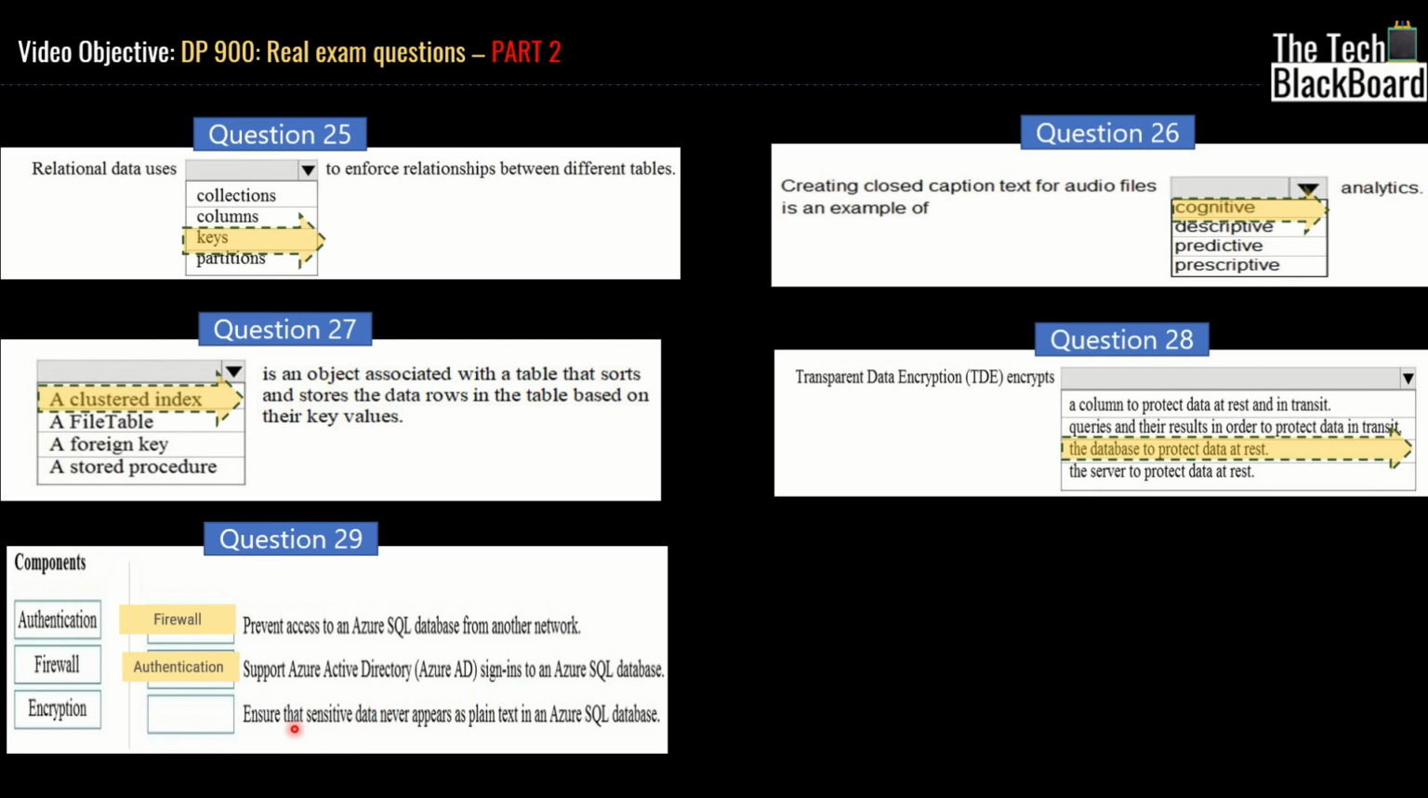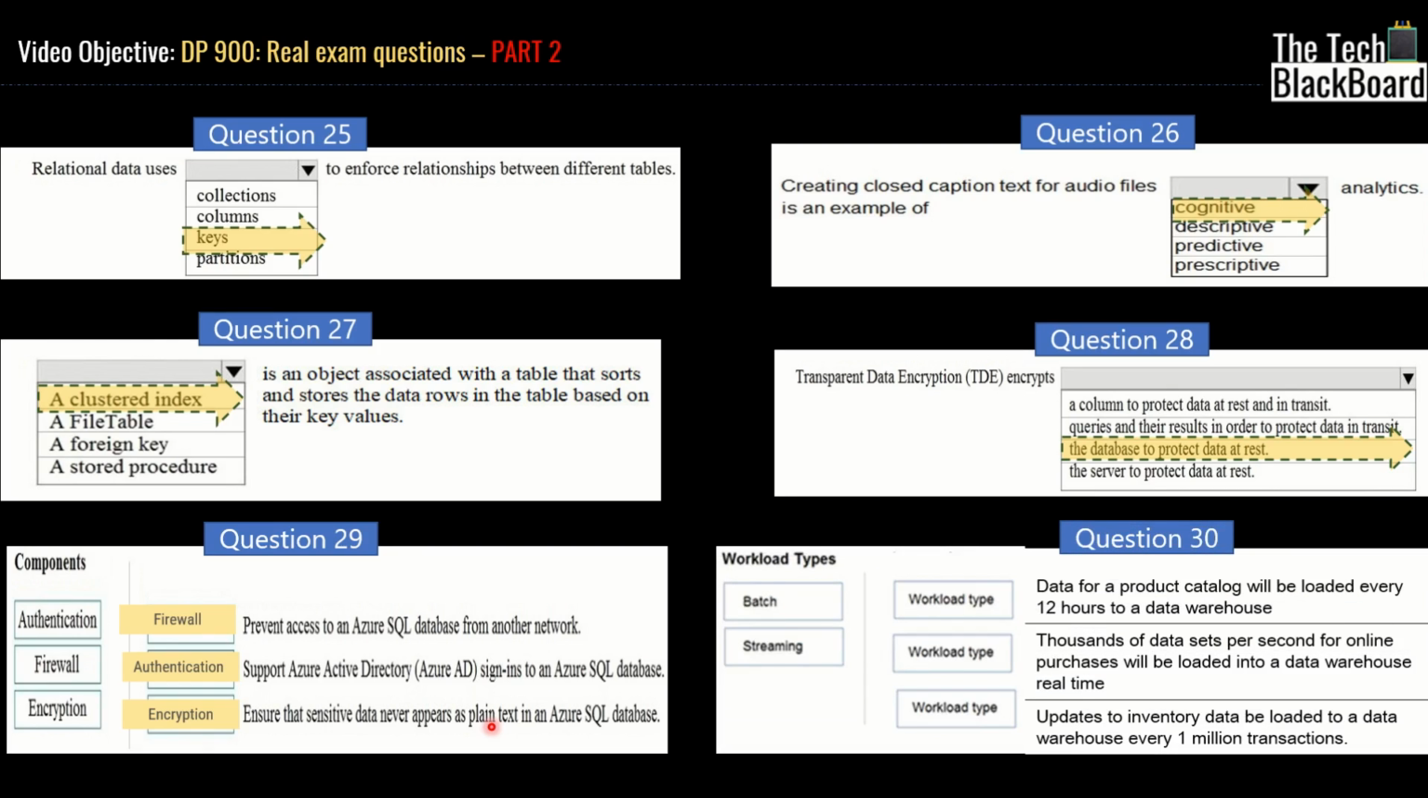Okay, so now let's move on with the third statement. Ensure the sensitive data never appear as plain text. So of course, this is encryption. Encryption is actually associated with these kind of things where you don't want to show the real data. You encrypt the data and then that encrypted data is used. So let's move on to our question number 30.